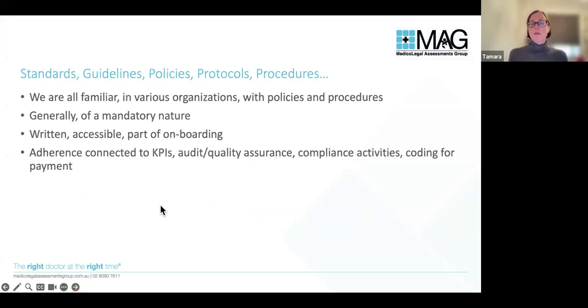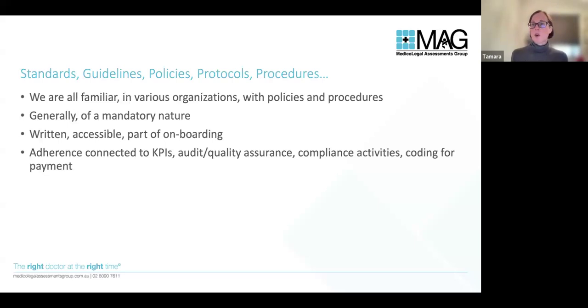Now, I'm going to talk about a number of different sorts of documents, standards, guidelines, policies, protocols, procedures, and all of us, no matter what sort of organisation we are attached to, are familiar with organisations having policies and procedures, and generally there's some mandatory nature to these to guide what we do, to streamline and to guide how we as individuals will deal with the same problem according to our institution's intentions.